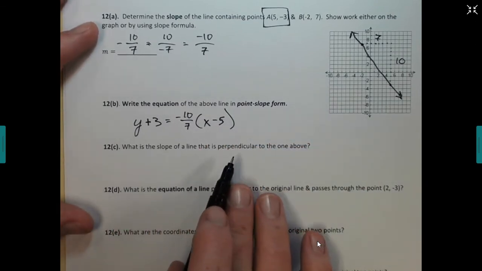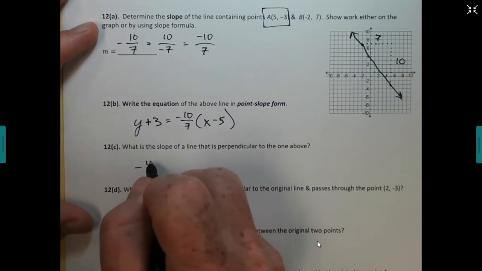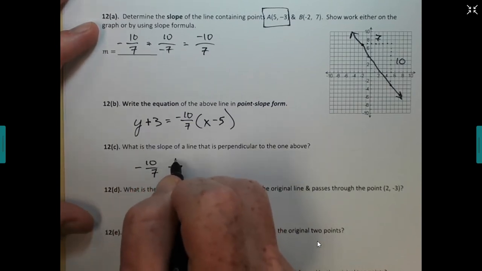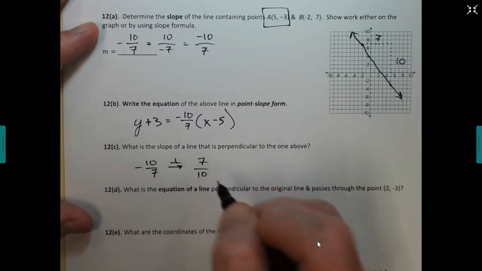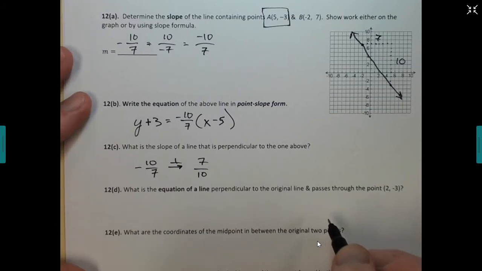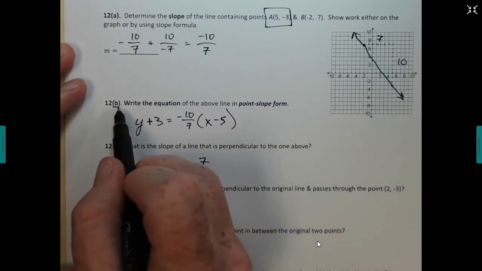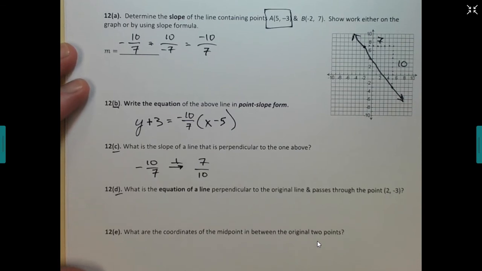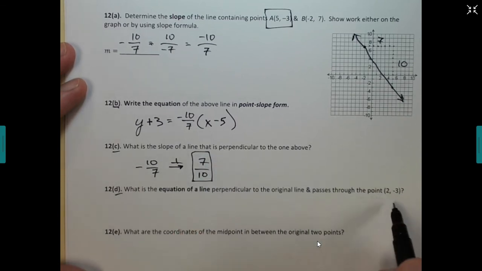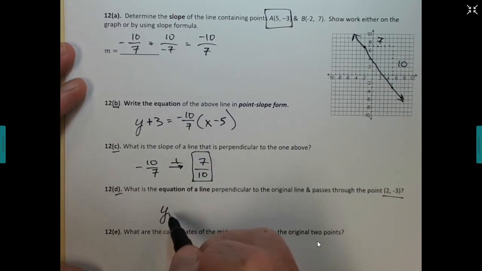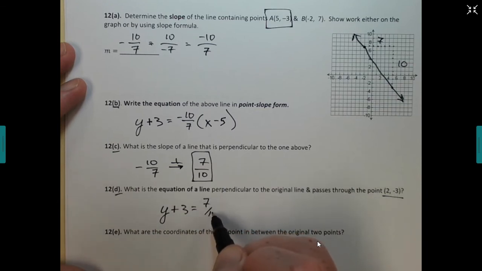What is the slope of a line that's perpendicular to the one above? So I need to take -10/7, convert it to a perpendicular slope, which would be a positive 7/10. I'm probably going to need that later, because if you notice, these are 12b, 12c, 12d, all of these are linked together. What is the equation of a line perpendicular? I need that perpendicular slope. And it goes through this point. So here we go again. Y minus a -3 equals my new slope times x minus 2.